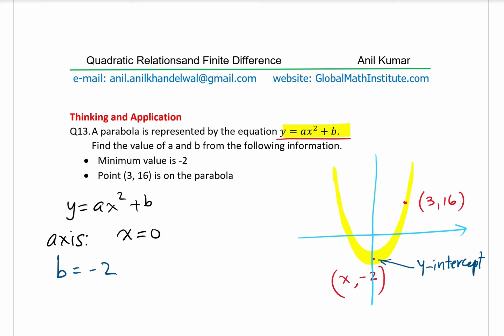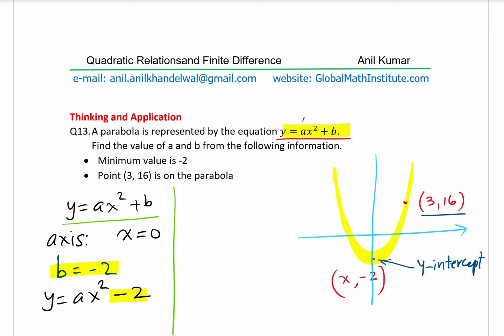Think about it. Is it correct? It is, right? Now we need to find the value of a. Since we know that the point (3, 16) is on the parabola, it will satisfy the equation. So we'll substitute the point (3, 16) in the equation, which now is of the form y equals ax squared minus 2, since b is minus 2.